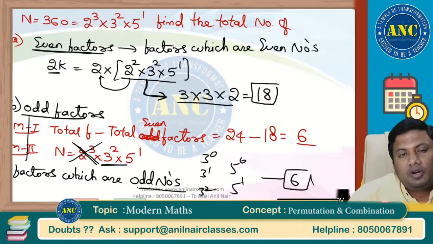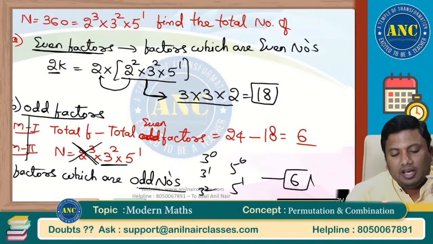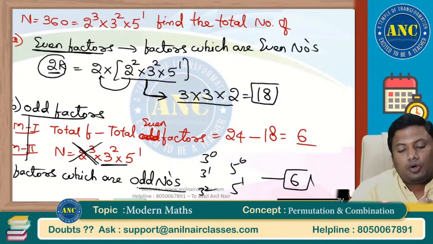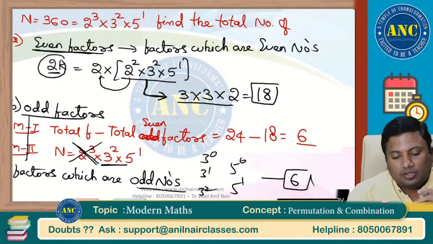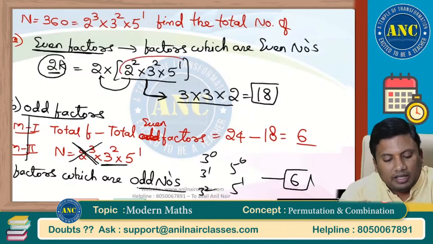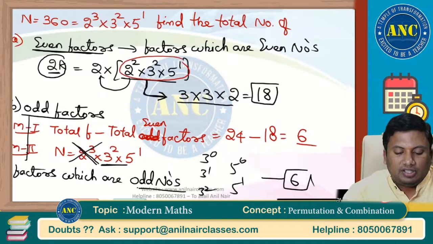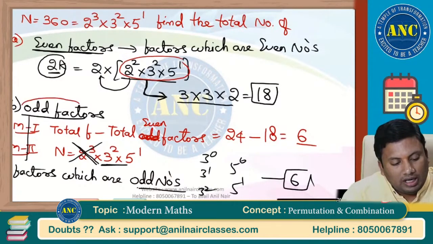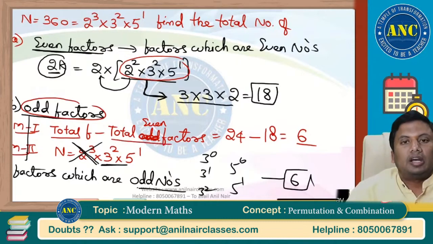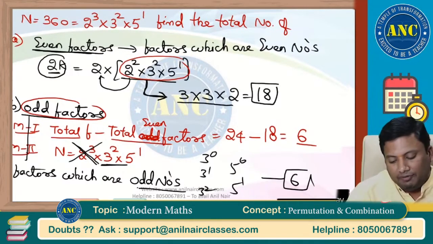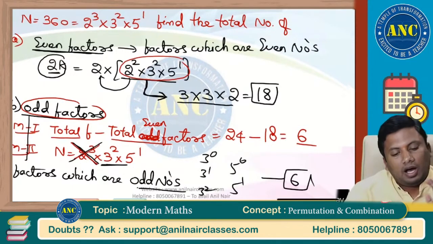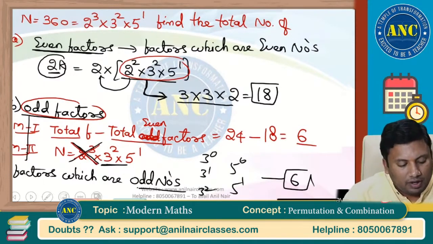How to find out the total number of even factors? Any factor which is an even number is of the form 2k, so 2 into 2 square into 3 square into 5 power 1. The total number of factors is 3 into 3 into 2. Total number of odd factors is total factors minus total number of even factors, 24 minus 18 is 6, or eliminate the powers of 2. I hope it is clear.